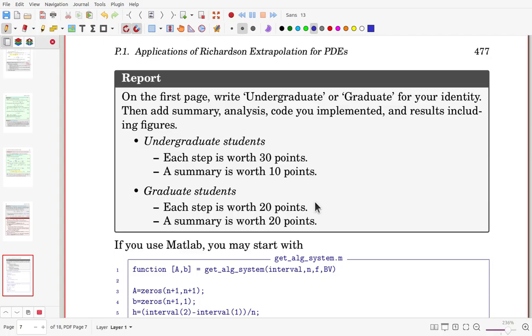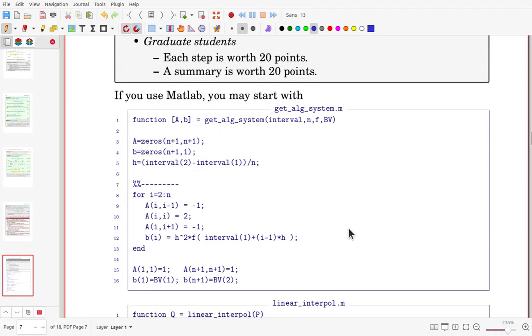If you use MATLAB, you may start with this code. From now on, we consider a model code. Okay, that is getting the algebraic system.